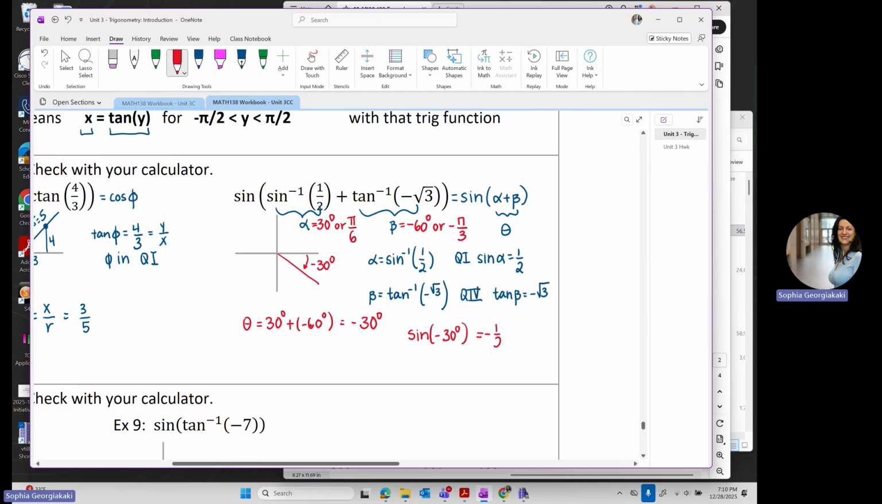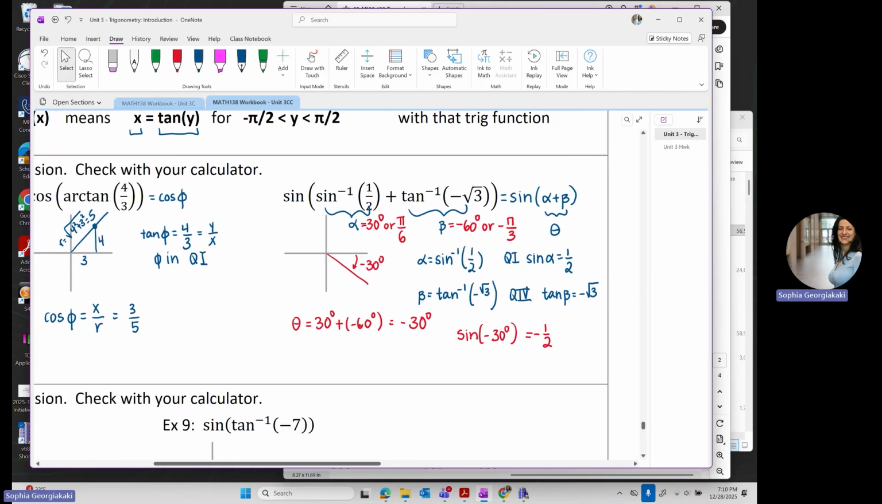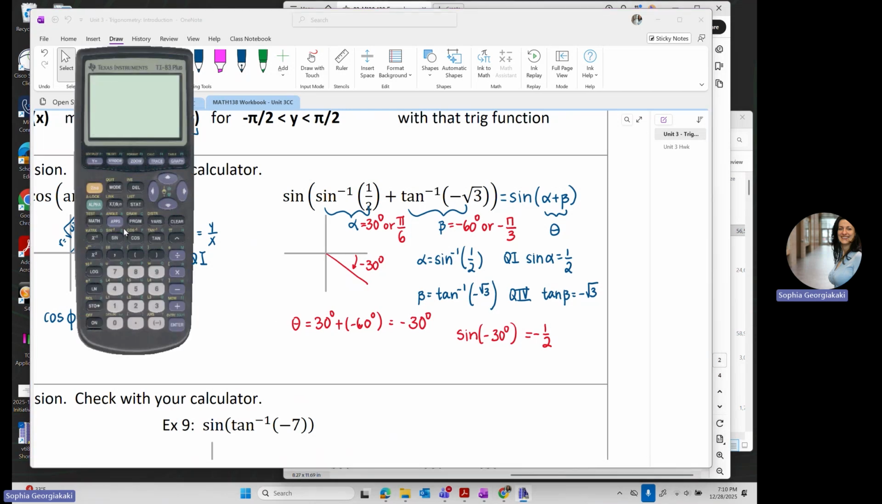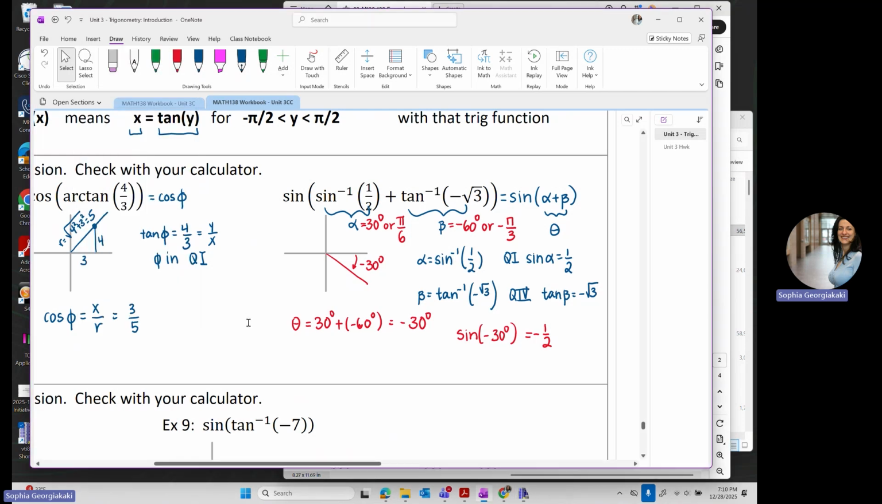And again, in my calculator, I should be able to find that because the answer looks reasonable. It's a rational number. So let's try it. What's the sine of the inverse sine of 1/2, close the parenthesis, plus the inverse tangent of negative square root of 3. Close the square root, close the inverse tangent, and close the sine. And the answer should be negative 0.5, which is negative 1/2.